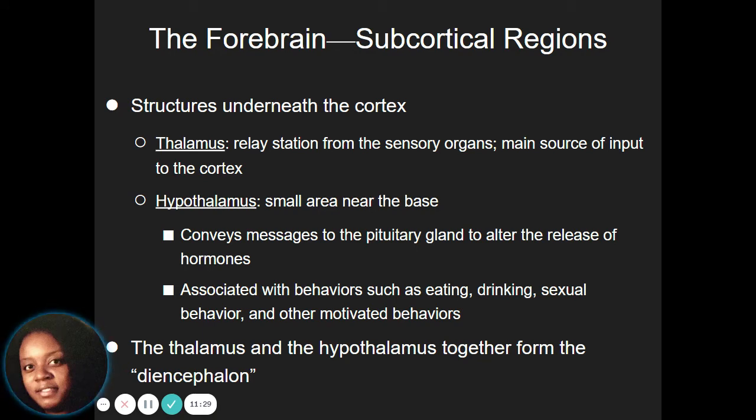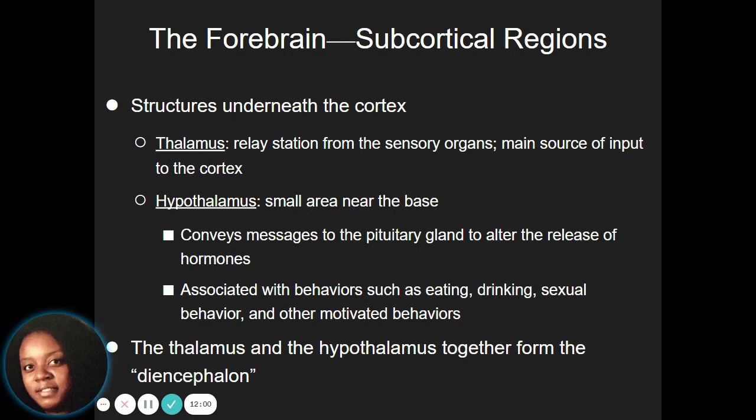Here are a couple of other structures that are also a part of your forebrain. One being the thalamus, which is responsible for sensory organs, and every sense is processed through the thalamus except for olfaction. And then the hypothalamus, which is responsible for all pleasurable behaviors and hormones, things like eating, drinking, sexual behavior, anything that you're motivated by.